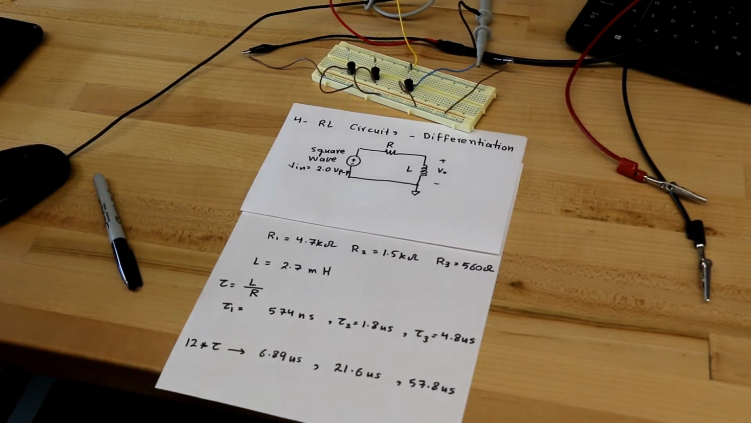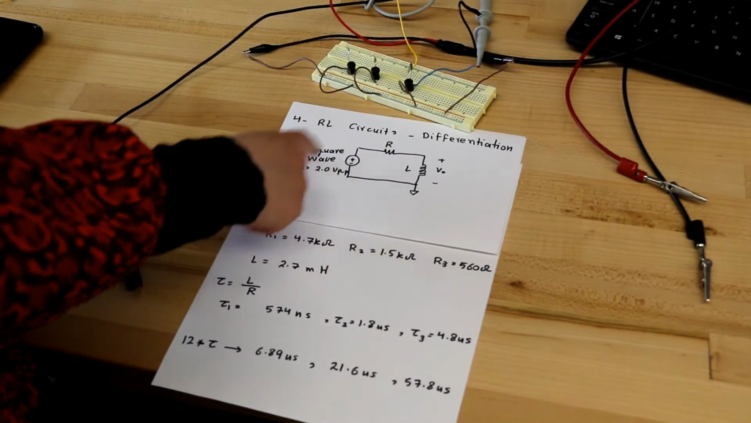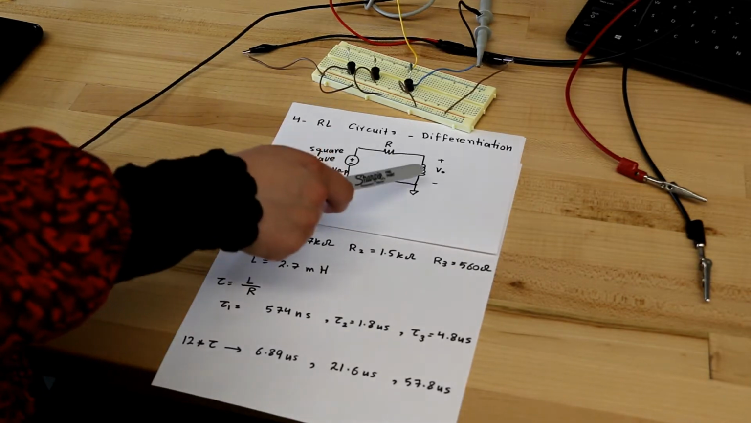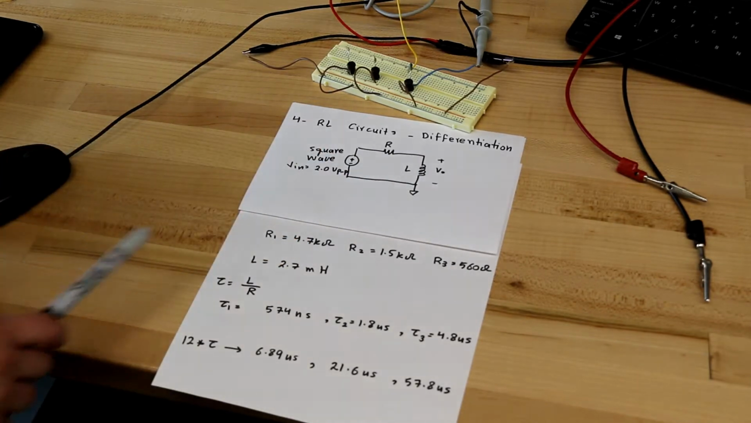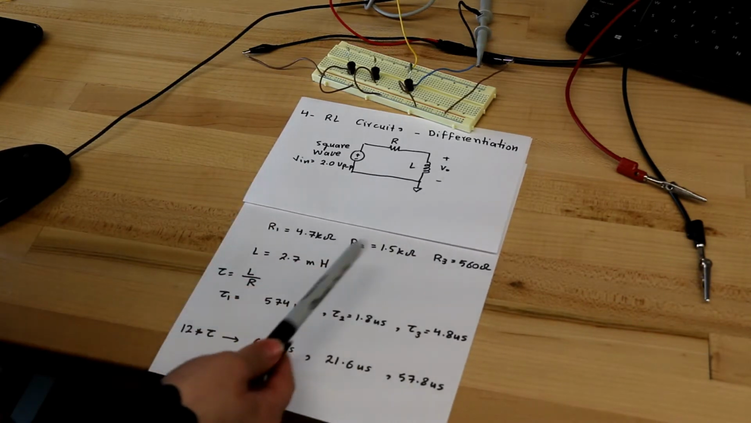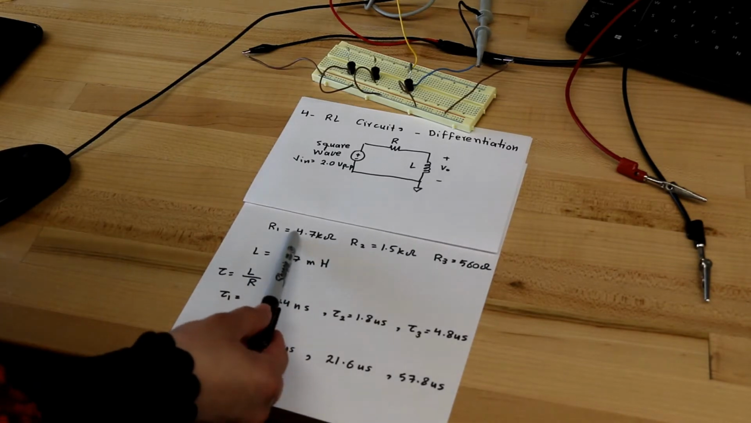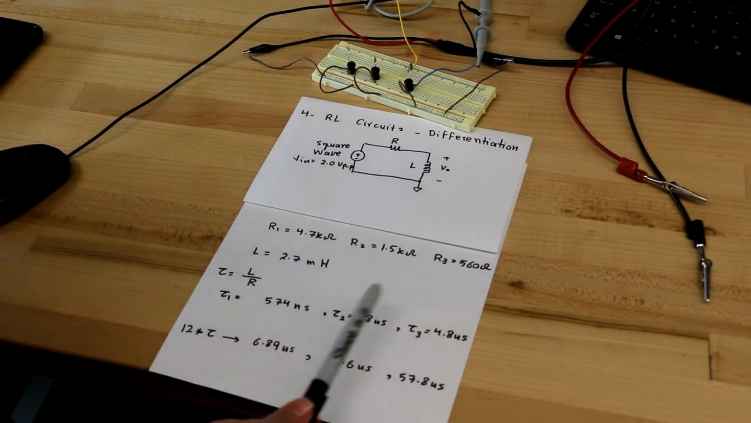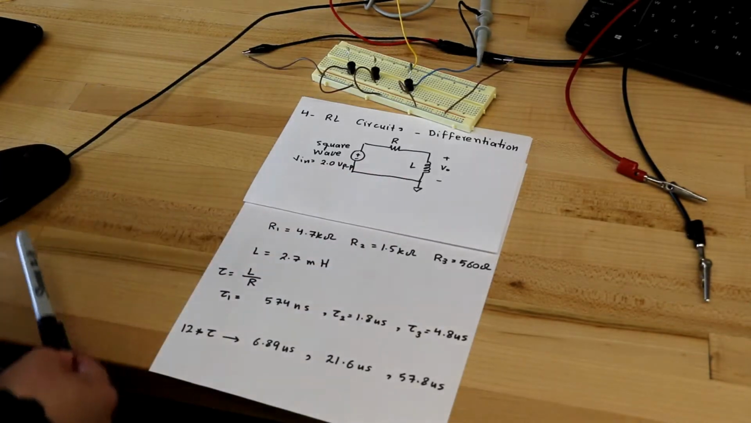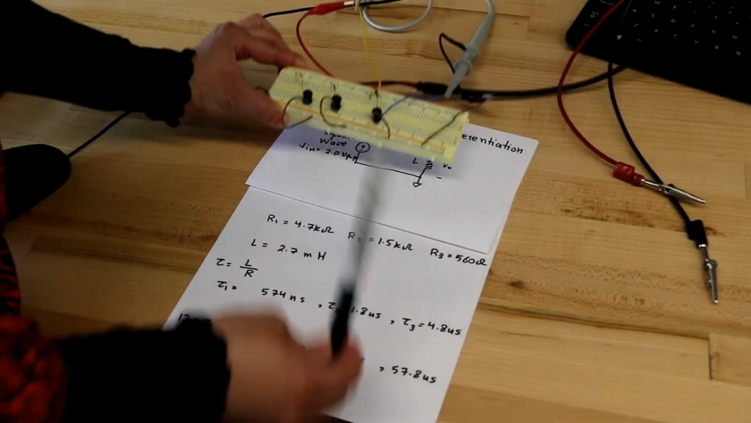For the last part of this lab, it's about RL circuits and the differentiation. The output is across the inductor and the input is connected directly to the resistor. The resistor and the inductor are in series. So we only have one inductor, one value, which is the 2.7 millihenry. I use the same resistor values I used in the previous part, the integration part. So same tau, same time constant, and here's the circuit.